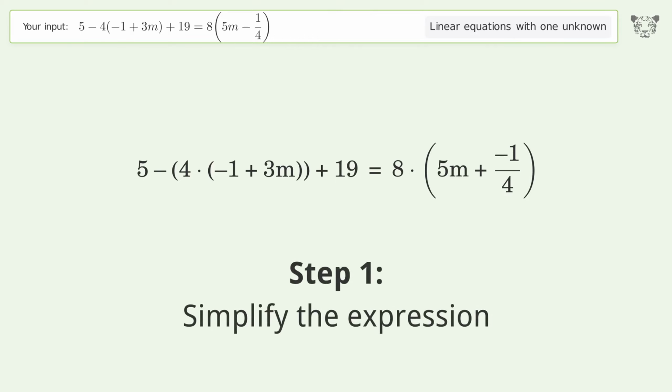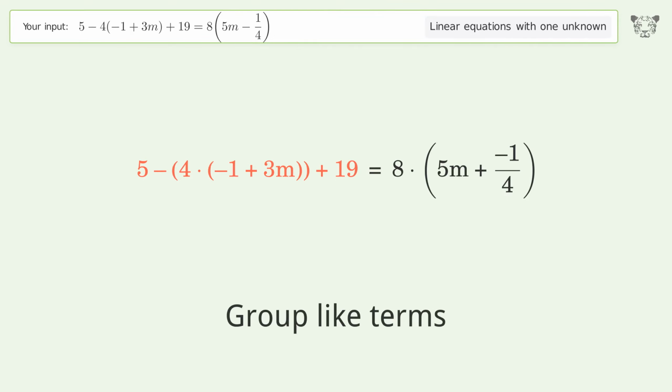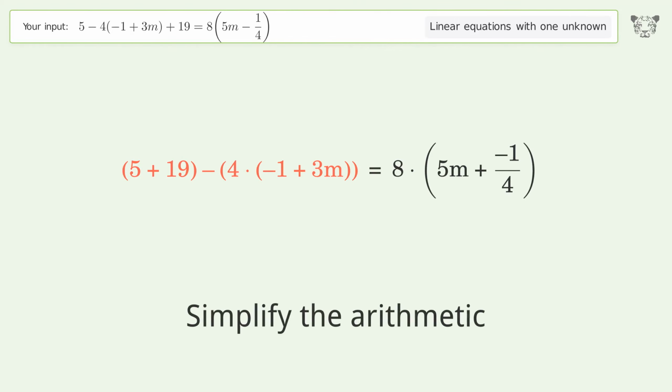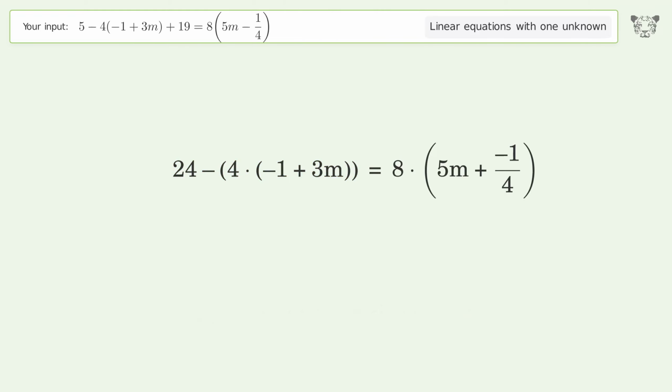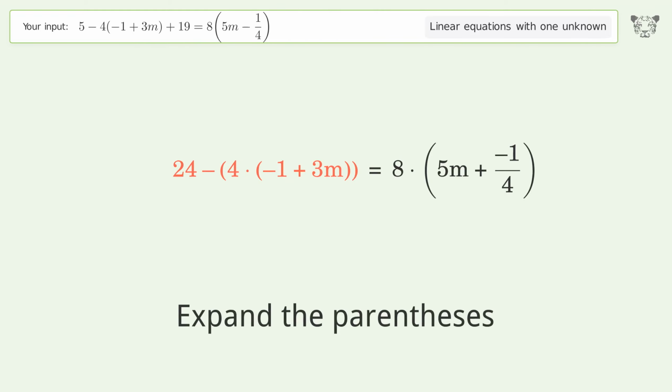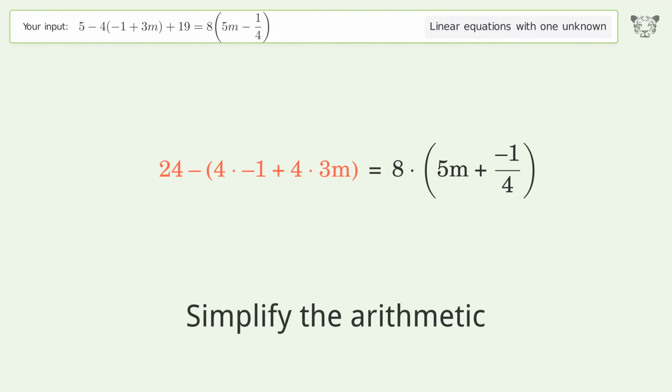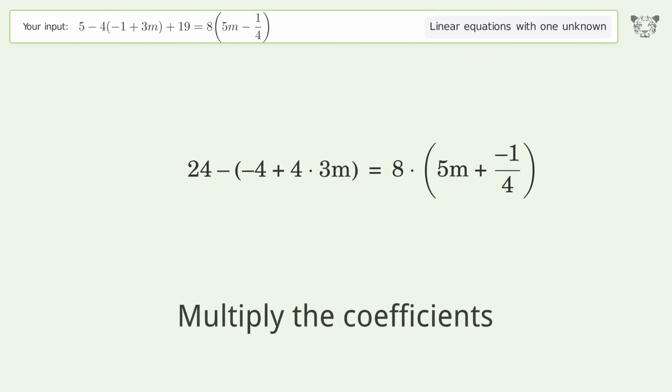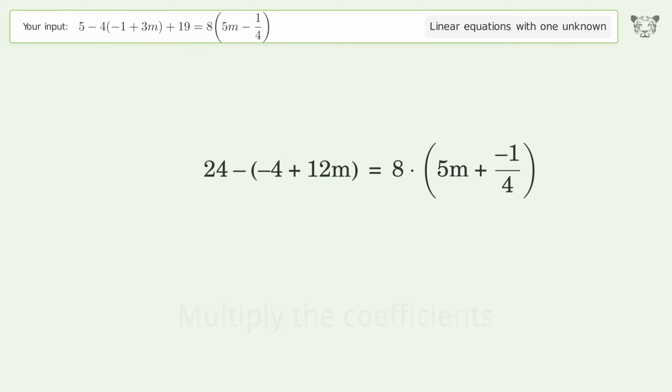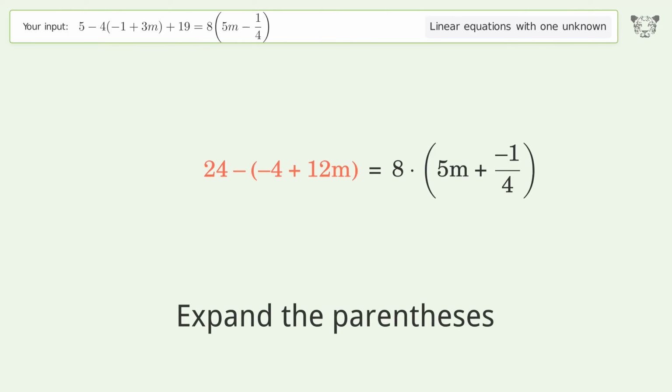Simplify the expression. Group like terms. Simplify the arithmetic. Expand the parentheses. Simplify the arithmetic. Multiply the coefficients. Expand the parentheses.